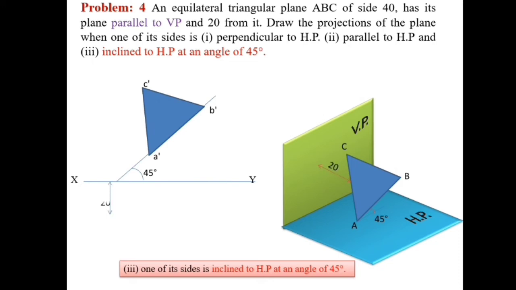So you take 20 mm below the XY reference line, and you draw a line parallel to XY. Up to that line you extend all the points. You will get point A, that is point B, and next point C. So finally you join all the points by a very thick line. So that is the top view of the equilateral triangle.